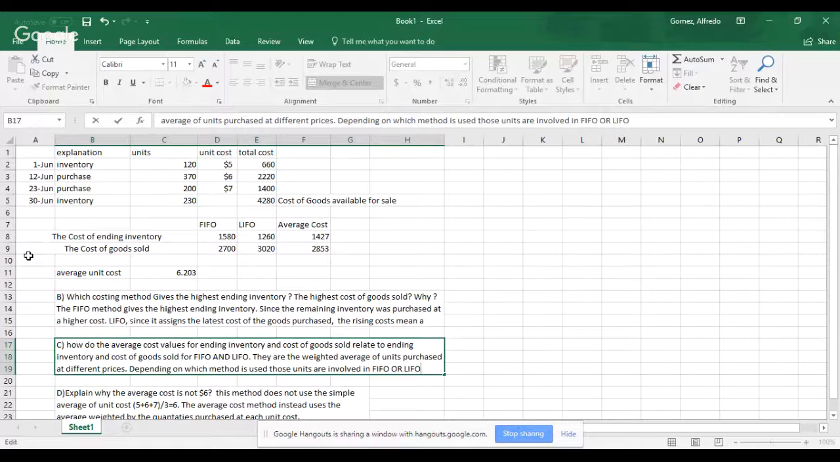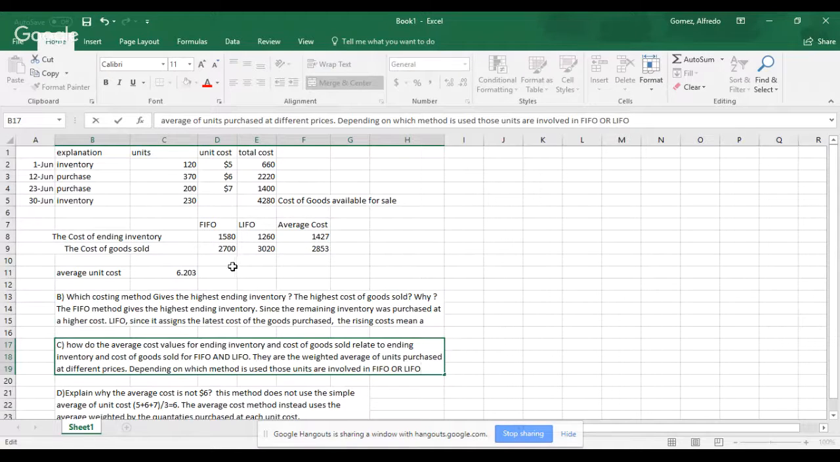I am assigned Exercise 6-7 with the Jeters Company, which reports inventory volume for the month of June. We need to find the cost of ending inventory using first in, first out, last in, first out, and average cost. So we'll start off with computing the cost of ending inventory using first in, first out.